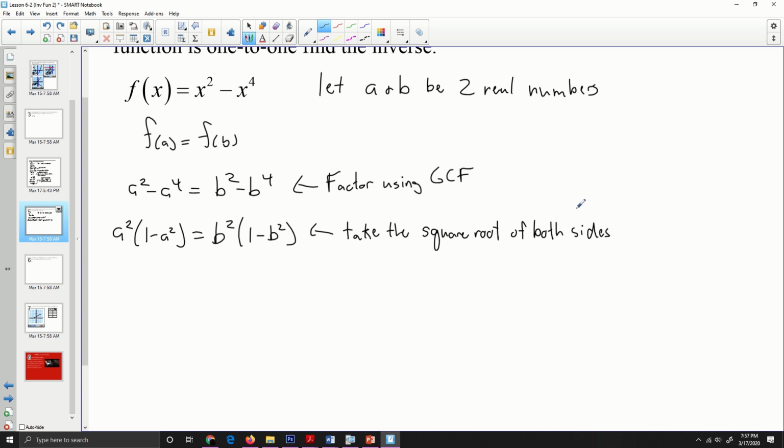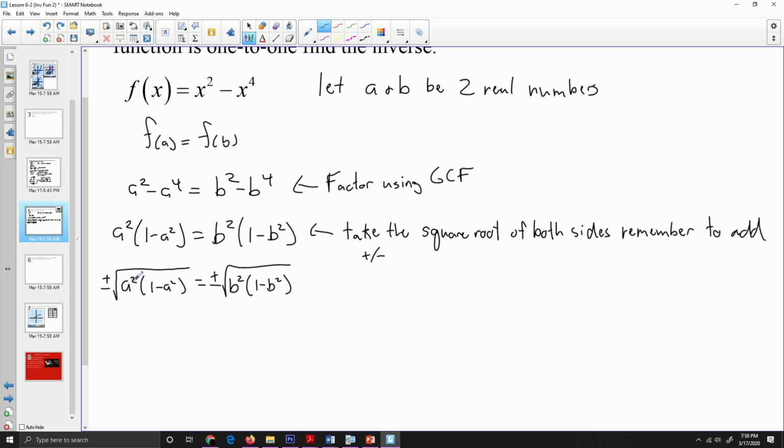And if you take the square root of both sides, since we're adding that square root, we have to remember to add, R-E-M-E-M-B-E-R, to add plus or minus. All right. So when I take the square root of both sides, I have to do plus or minus square root a squared 1 minus a squared equals plus or minus the square root of b squared 1 minus b squared.